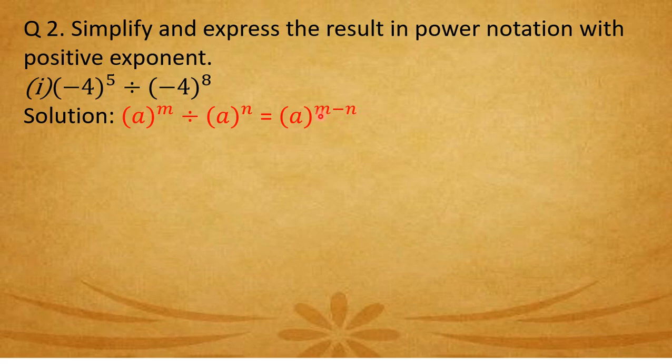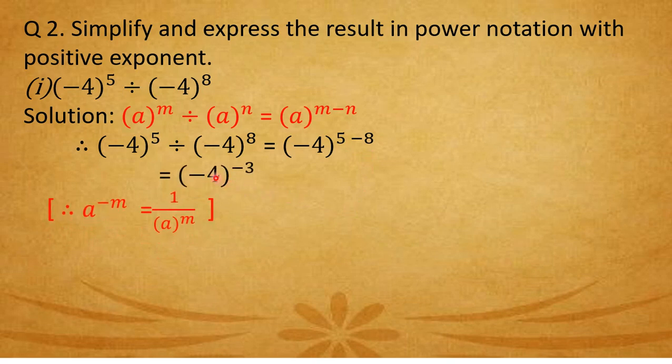Exponents will be subtracted. So here minus 4 raised to the power 5 divided by minus 4 raised to the power 8 becomes minus 4 raised to the power 5 minus 8. Now 5 minus 8, we know, is minus 3, so it will become minus 4 raised to the power minus 3. Now again, a raised to the power minus m becomes 1 upon a raised to the power m.